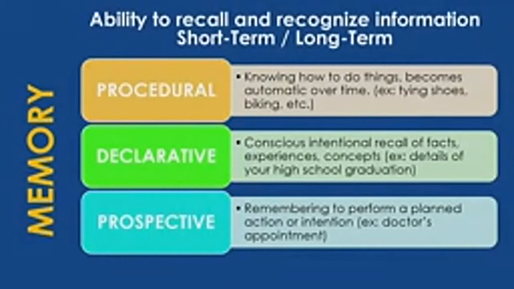Okay. So procedural memory is knowing how to do things, and it becomes automatic over time, like tying your shoes or riding a bike. Declarative is a conscious, intentional recall of facts and concepts, like your high school graduation. And then prospective is remembering to perform an action or intention, like a doctor's appointment. And there are other memory components like somatic, episodic, and working memory, which is holding temporary information and being able to store it away for use later. So there's quite a few different components there.